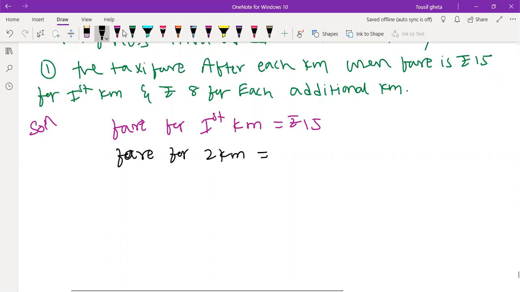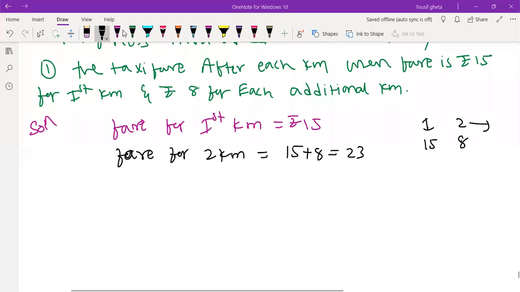kilometer, for the first kilometer, obviously they are going to collect 15 rupees. For second, from now onwards, for each kilometer, they will collect 8 rupees. So you have traveled 2 kilometers, so they will collect 15 rupees and 8 rupees. Okay, because for second kilometer. So you will get 23.